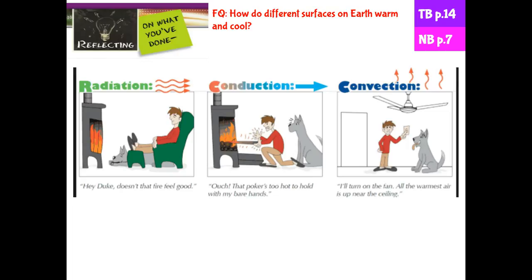If you're a visual learner, you might want to draw these in your notebook. But on the left, it shows someone sitting in front of the fireplace. That's radiation. Conduction would be you touching the fireplace and, ouch, my hand hurts. And then finally, convection is using ceiling fans to help move the warm air down and the cold air up.